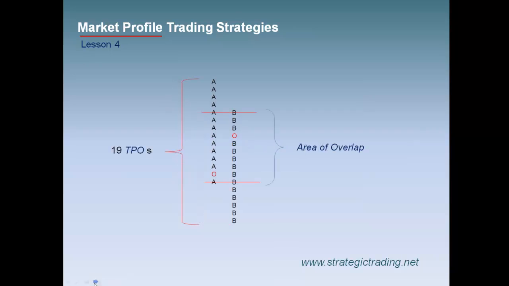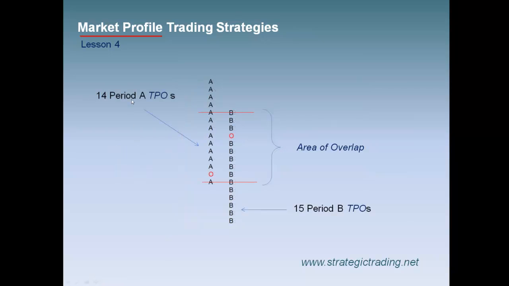All right, so another exercise that we do, first we've identified that we have a large area of overlap. We actually count the total number of TPOs for the entire initial balance. And here on the 30th, we had 19 TPOs. If we count B and A together, so the full range, 19 TPOs. 14 for period A and 15 for period B.